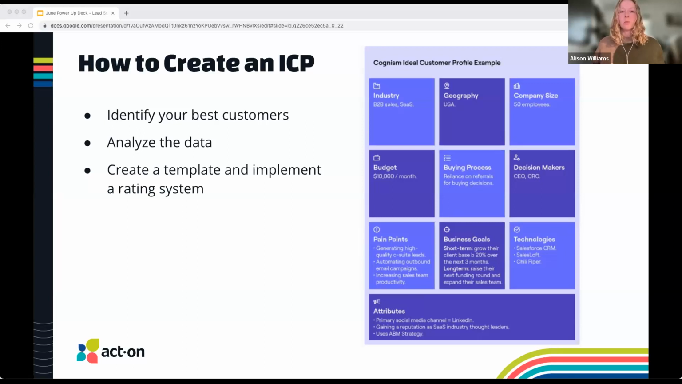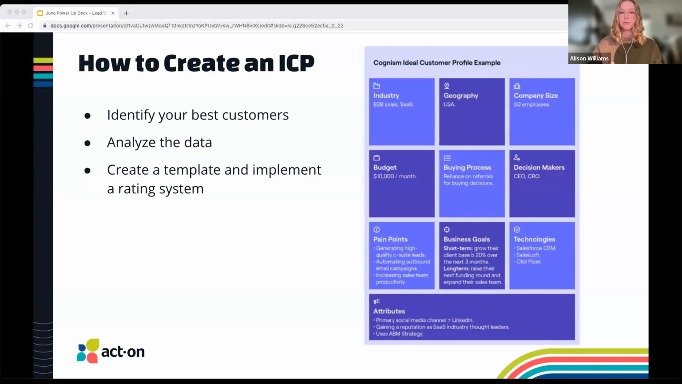So they're looking at someone in the B2B market, in the SaaS industry in the United States with around 50 employees. That's their ideal customer profile. Yours could look something like this or different, but the key is to find similarities in your data and identify which characteristics make someone or some organization more likely to buy from your product.